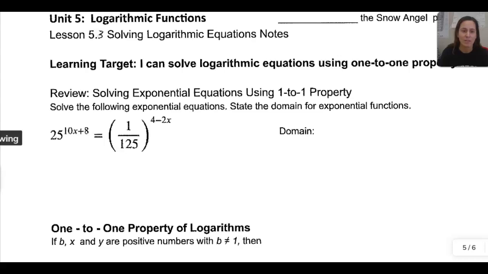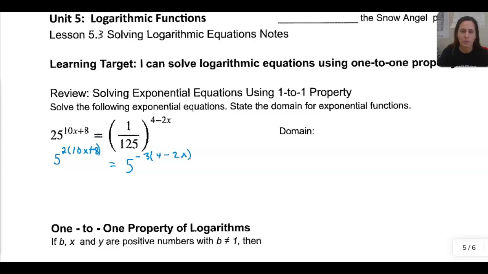To find a common base, we compare our two denominators and we realize that 25 raised to an exponent is not going to equal 125. So we have to find a number smaller than both. However, we know that 5 squared is equal to 25 and it's being multiplied by the 10x plus 8 in the exponent, and 5 to the negative third power is equivalent to 1 over 125, and that's being multiplied by 4 minus 2x in the original exponent.